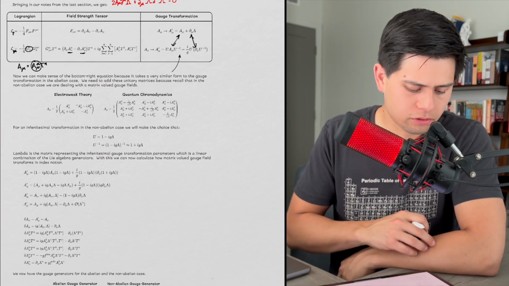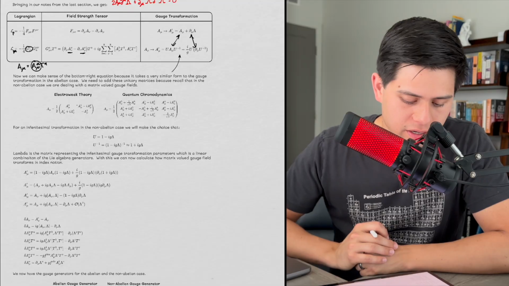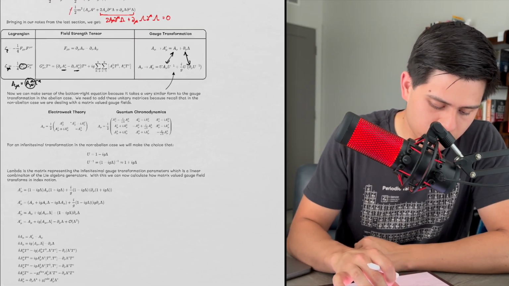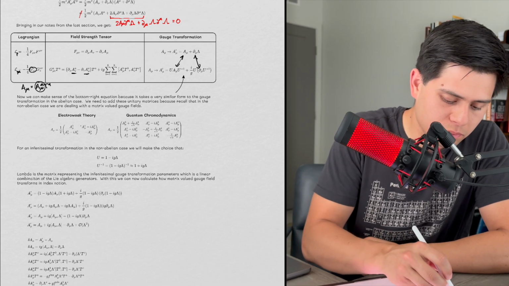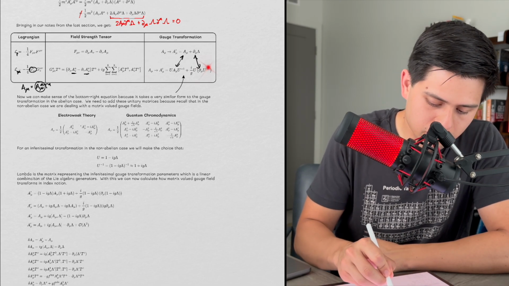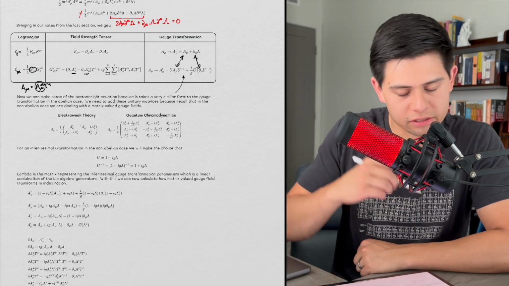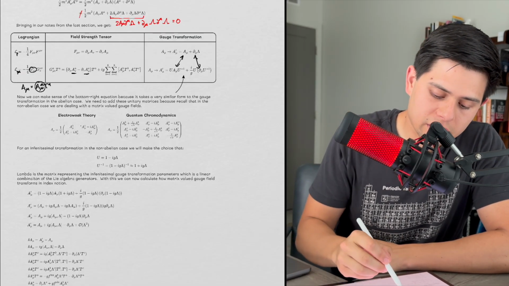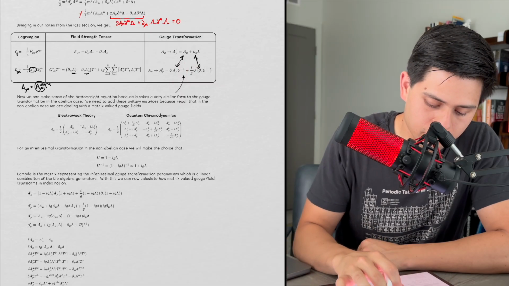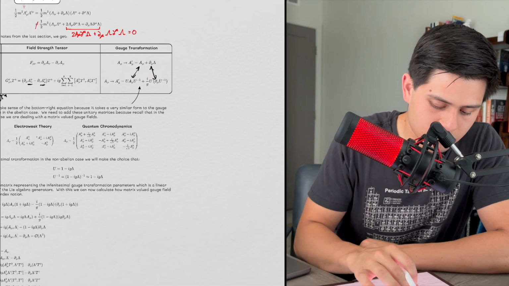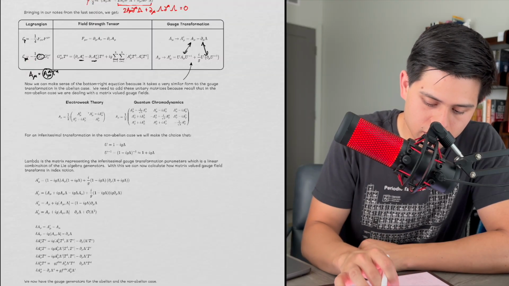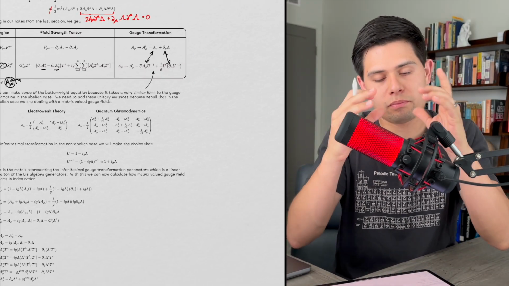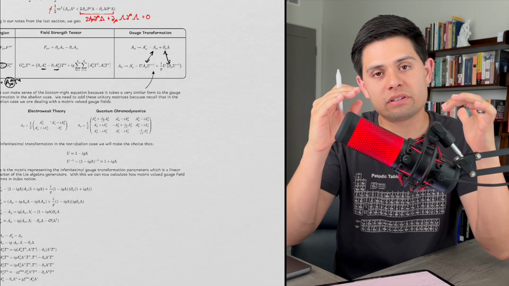All right, so now we can make sense of the bottom right equation, right? Because it takes a very similar form to the gauge transformation in the abelian case, and we'll actually plug this into this in the next video or the video to follow, depending on how I want to order things. But the idea here again is that this is going to jibe with this, okay? And we have matrices now playing with each other to keep the physics invariant.